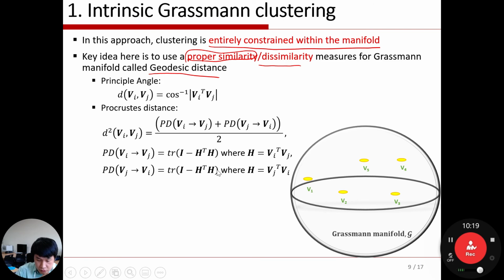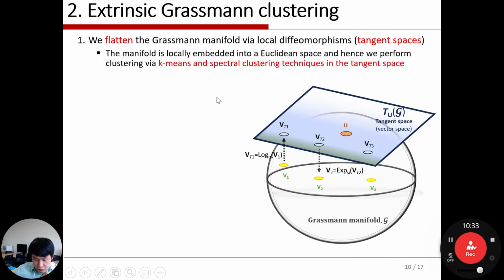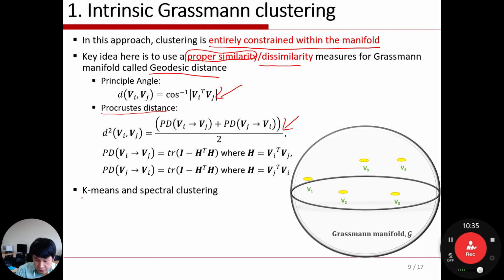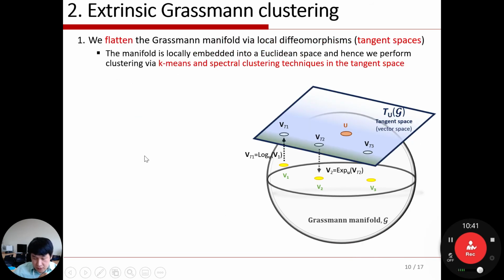We can use principal angle or Procrustes distance as a similarity or dissimilarity measurement, which can be defined by these two equations. Then we can apply k-means and spectral, two types of clustering algorithms. The second one, extrinsic Grassmann clustering, consists of two parts.